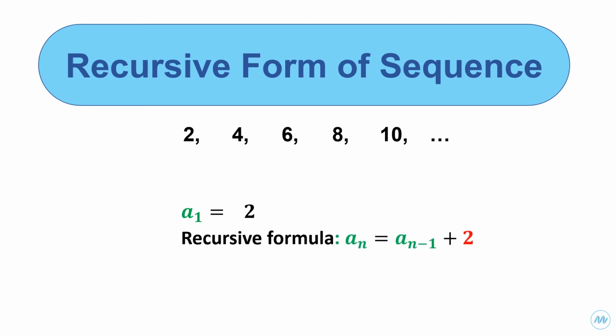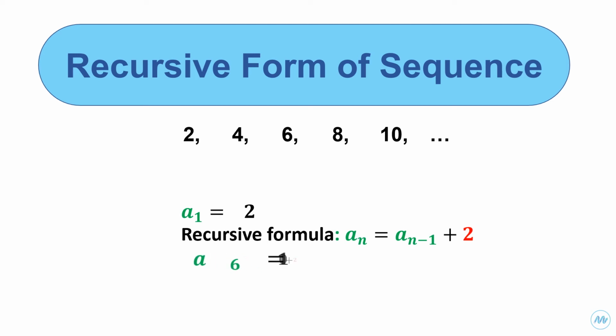Let's write this in its formula. a sub n is equal to a sub n minus 1 plus 2. The given sequence is now expressed in recursive form. We can now use the recursive formula to find the sixth term. Since the fifth term is 10, the sixth term is 10 plus 2, or 12.